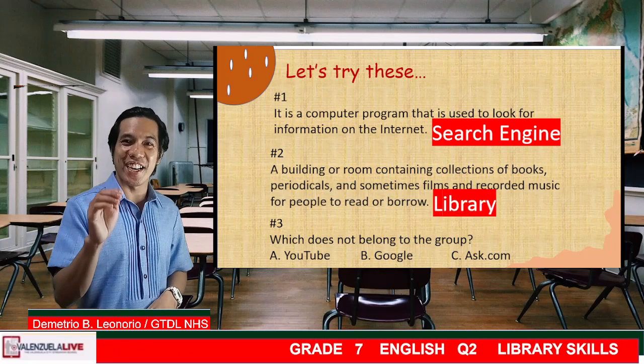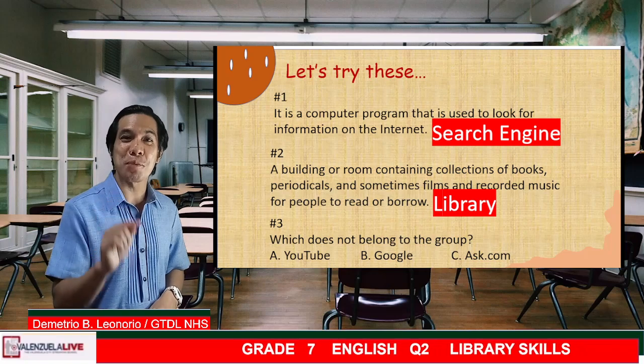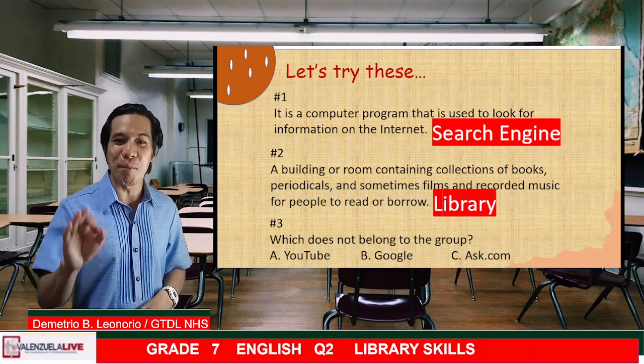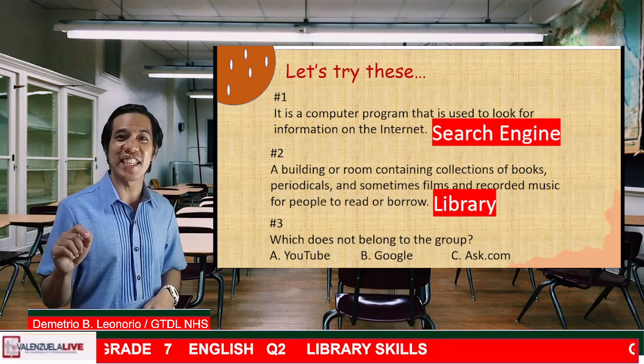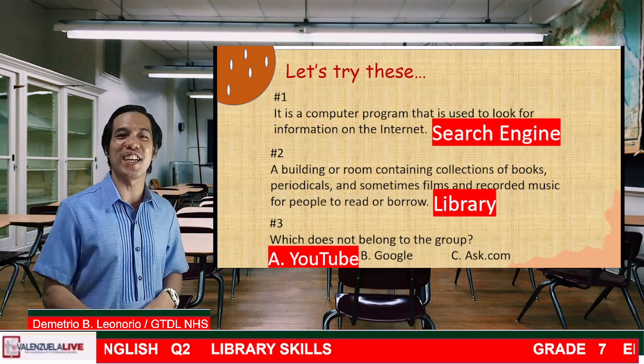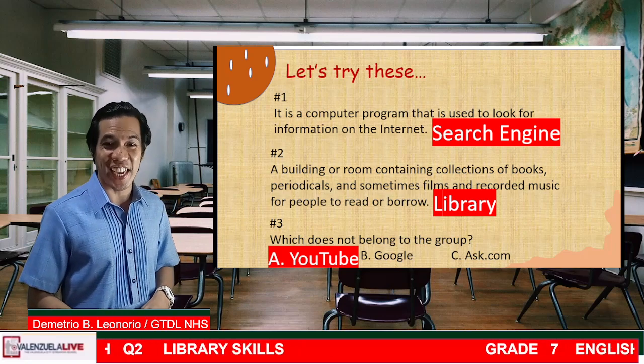Remember, learners, wrong spelling is wrong, so make sure you spelled it correctly. Number 3, the answer is letter A, YouTube, because it's not an example of a search engine.